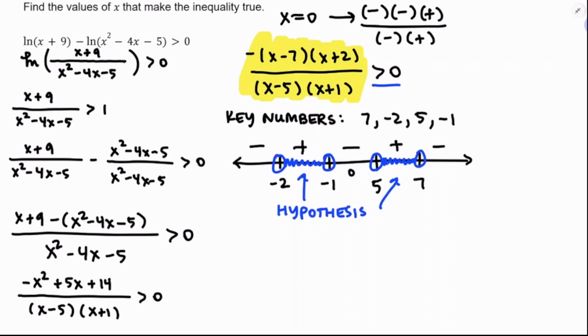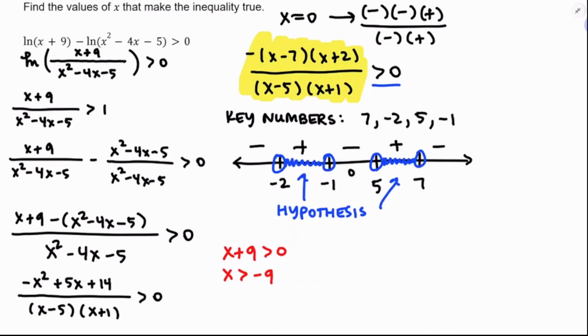But I have to trim on that hypothesis based possibly on the domain of these logs. So on a domain level, I need x plus 9 to be positive. So that means x is greater than negative 9. Well, all of these values are greater than negative 9. So I just need to be worried about the x values that are less than or equal to negative 9. And that's not going to happen, so I'm not going to eliminate any intervals based on that.